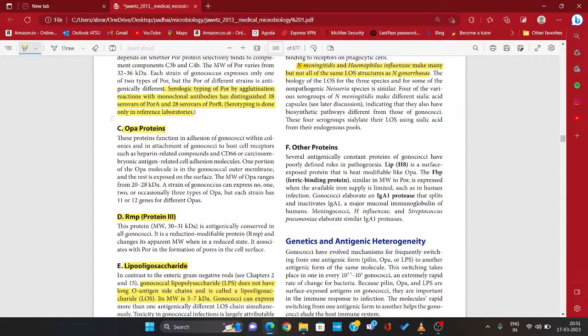Several antigenically constant proteins of gonococcus have poorly defined roles in pathogenesis. H.8 is a surface-exposed protein that is heat modifiable like Opa. The FBP, ferric binding protein, similar in molecular weight to Por, is expressed when available iron supply is limited, such as in human infection. Gonococcus elaborates an IgA1 protease that splits and inactivates IgA1, a major mucosal immunoglobulin of humans. Meningococci, Haemophilus influenzae, and Streptococcus pneumoniae elaborate similar IgA1 proteases.